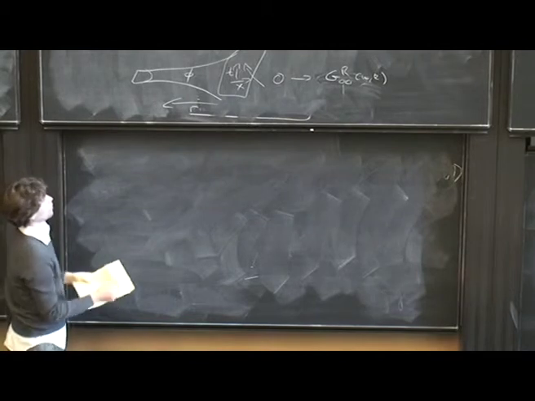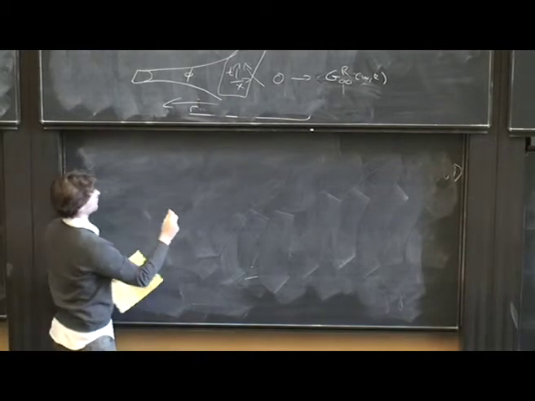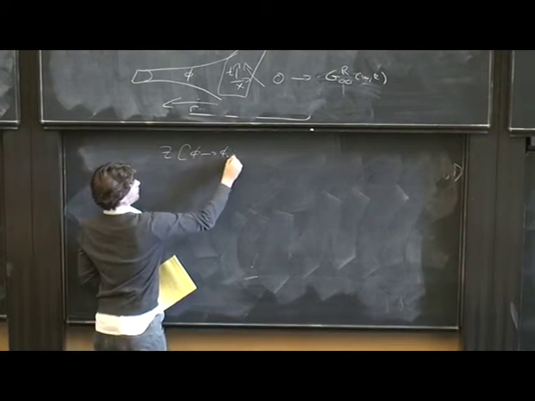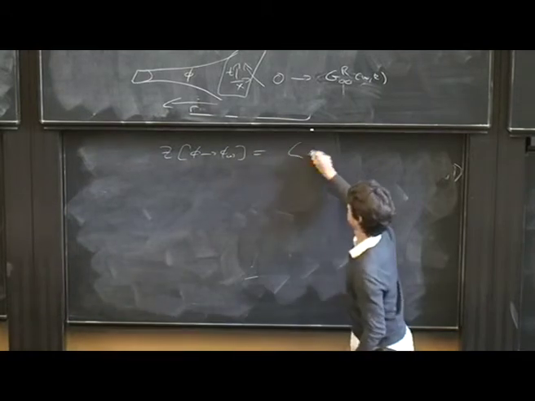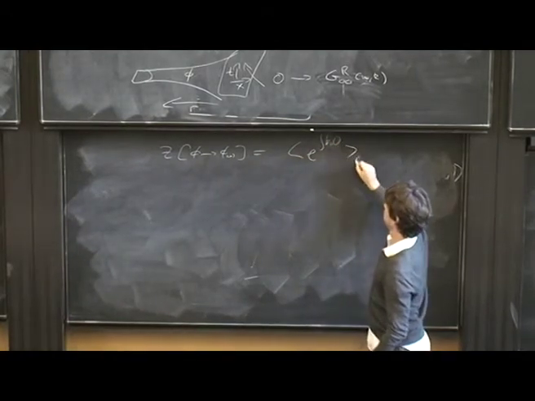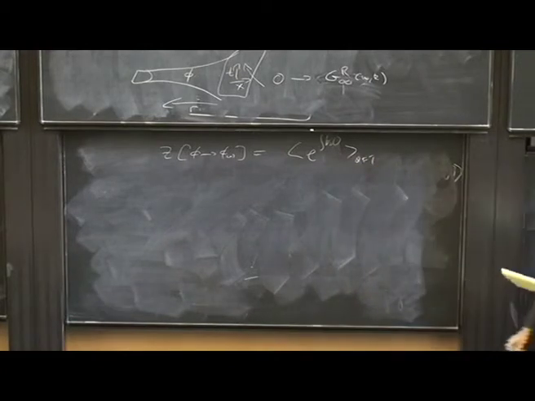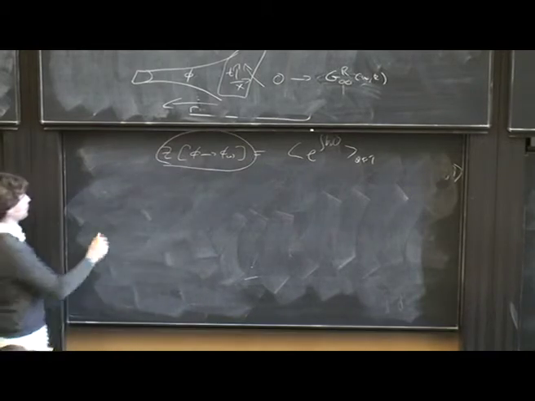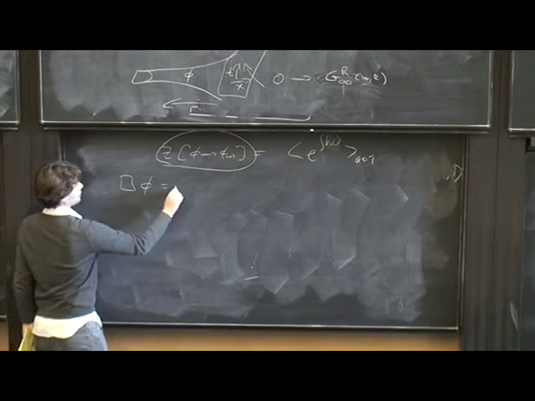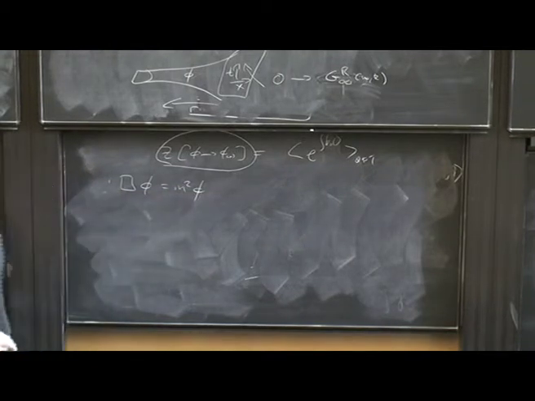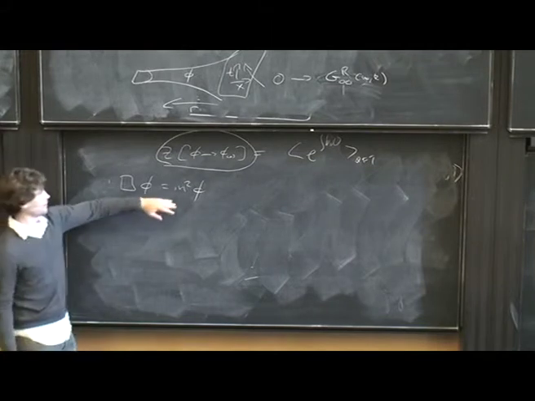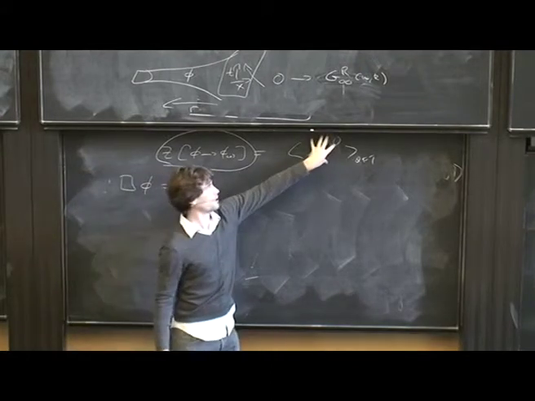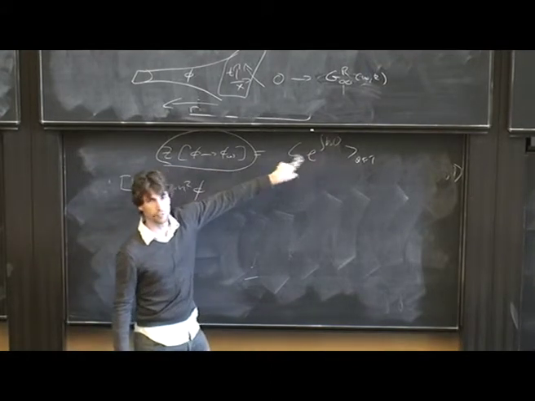I told you the fundamental dictionary: the generating function of the bulk with phi going to some source is the expectation value of this thing in the boundary. To evaluate this, the first thing I need to do is solve the equation of motion for the scalar field in the bulk. We solve this equation subject to the boundary condition that phi goes to phi 0, and that gives us a generating function.